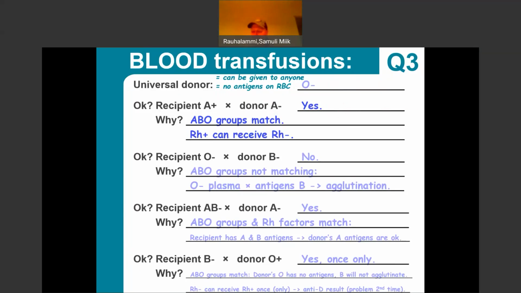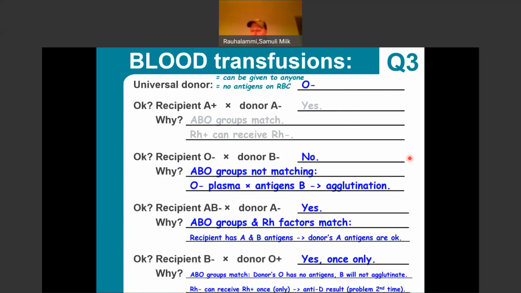Let's have a look at the next scenario where we're asking could the person with type O negative blood receive type B negative blood? And this would not be possible because the ABO blood groups do not match and would cause a transfusion reaction, so that agglutination that we saw, and also because the O negative plasma would agglutinate with the B antigens on the B negative's red blood cells.